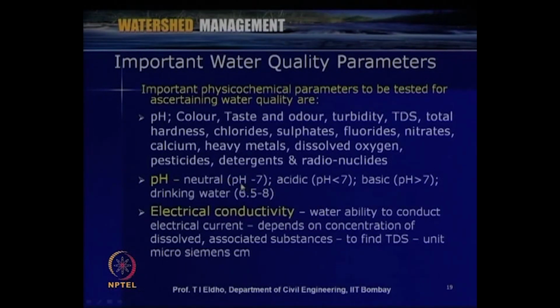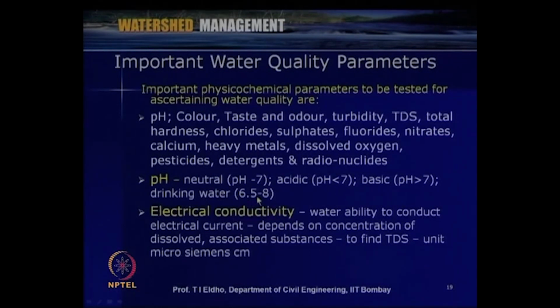So, this is the range which is expected as far as drinking water is concerned, and also for irrigation purpose. It is not good whether the water is acidic or alkaline. So, this is almost the same range we generally prescribe as far as irrigation is concerned.